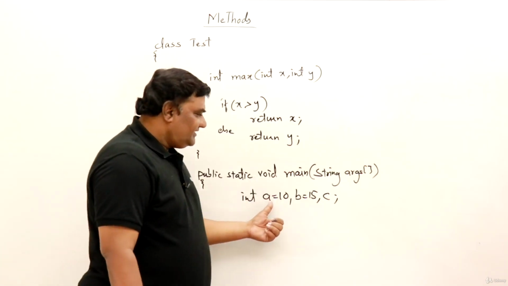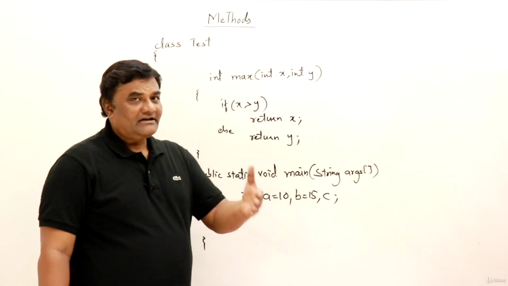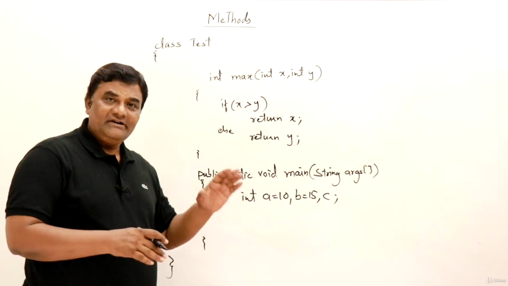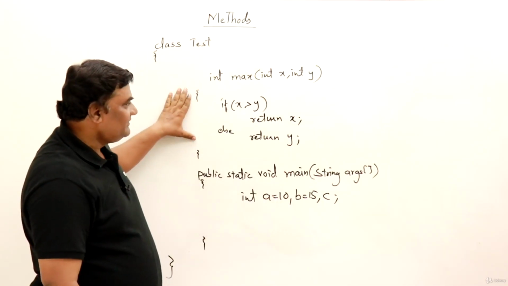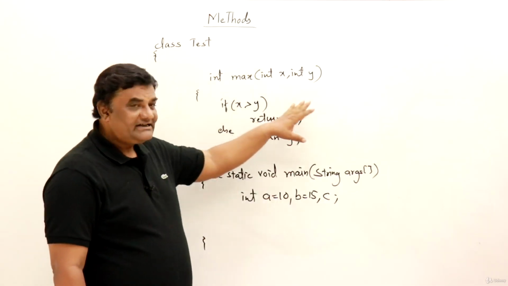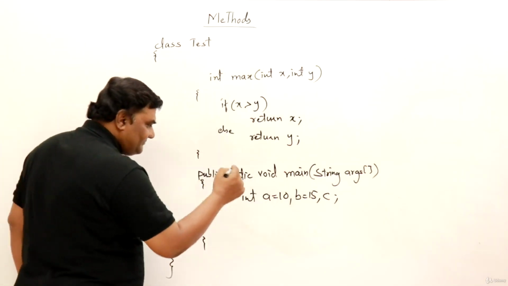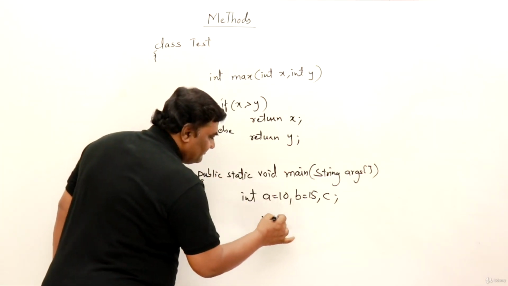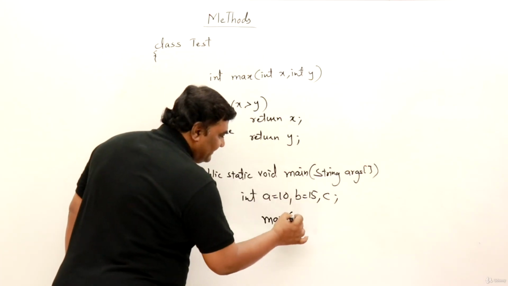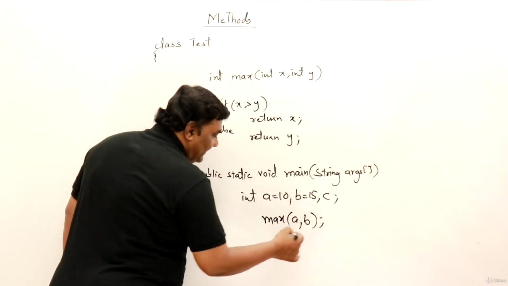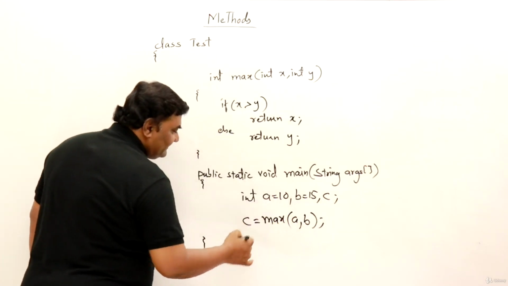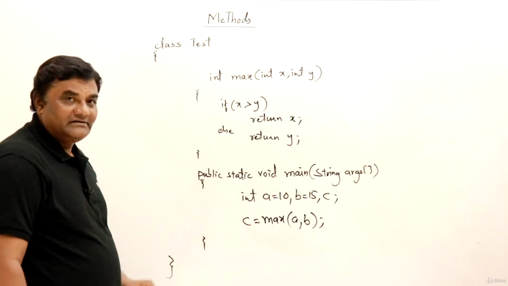Now I want to find out which of these two values is greater, and I want the result inside c. So how can I do that? For that I have already written a max method here for finding the maximum, right? The same method I have here. Now I want to call that method. So from here I will call the method max by passing a and b, and the result I want to take in c. That's it.